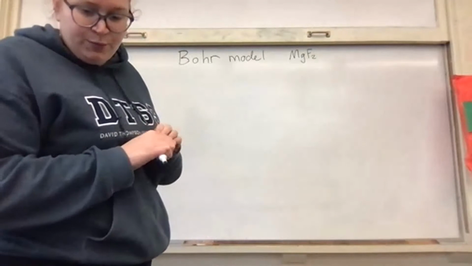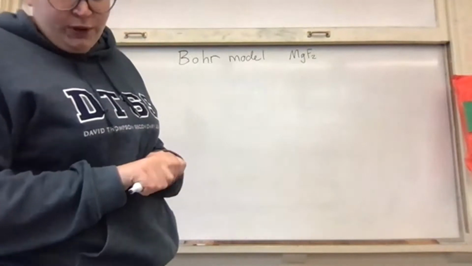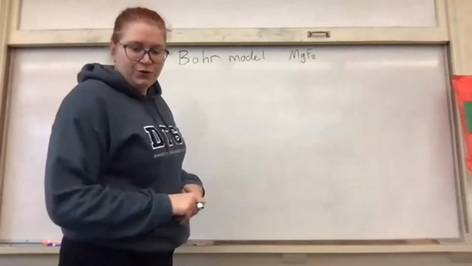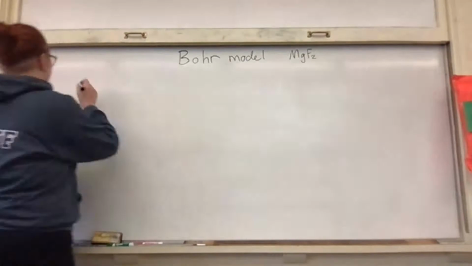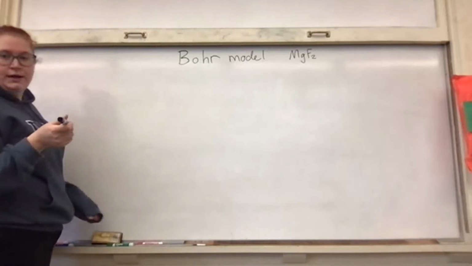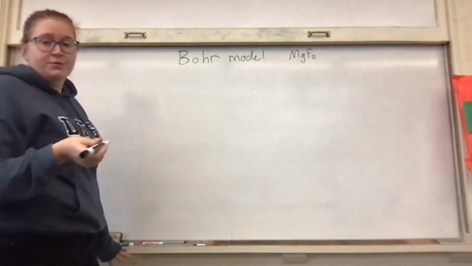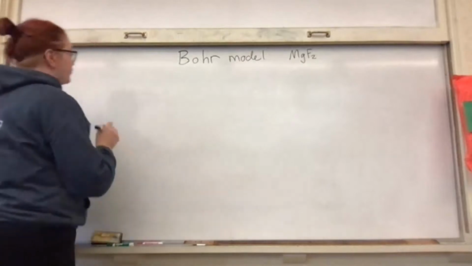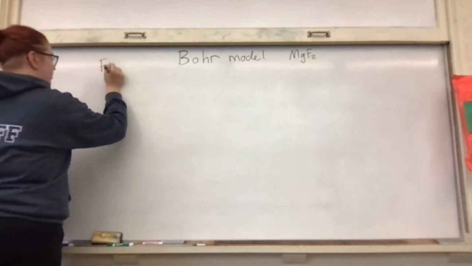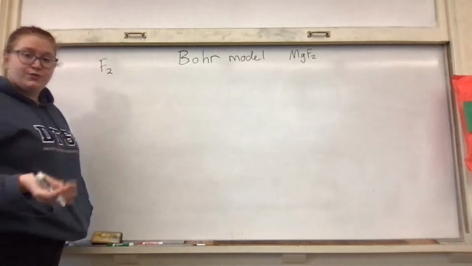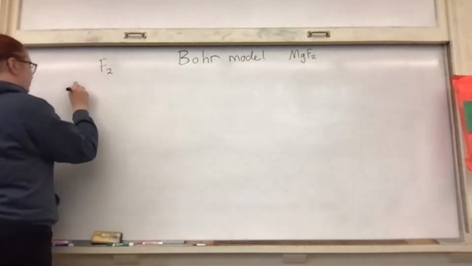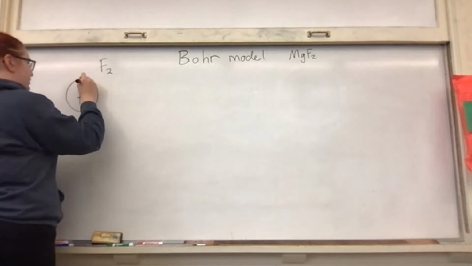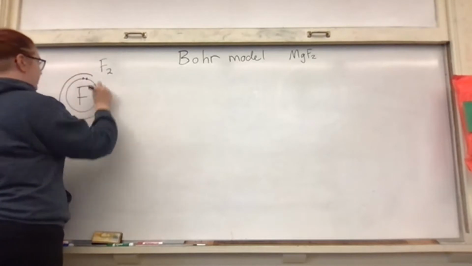All right, so let's start off with a simpler one. Let's do fluorine. Actually, some of our elements are something called diatomic, which means that they will bond with themselves. So let's do fluorine, which will bond with itself, and I'm going to show you why. So fluorine looks like this. I've drawn fluorine a lot today already.